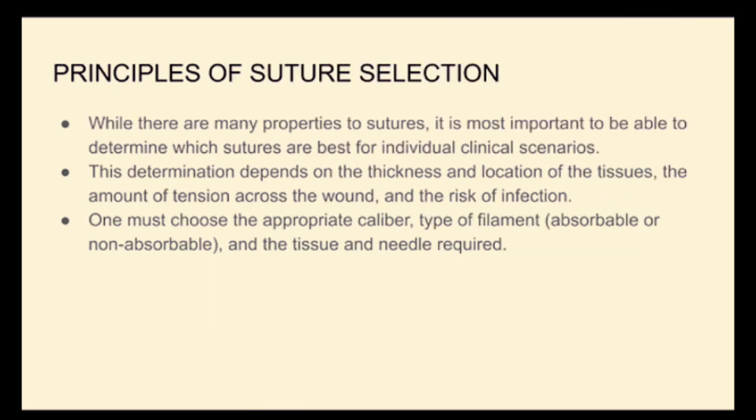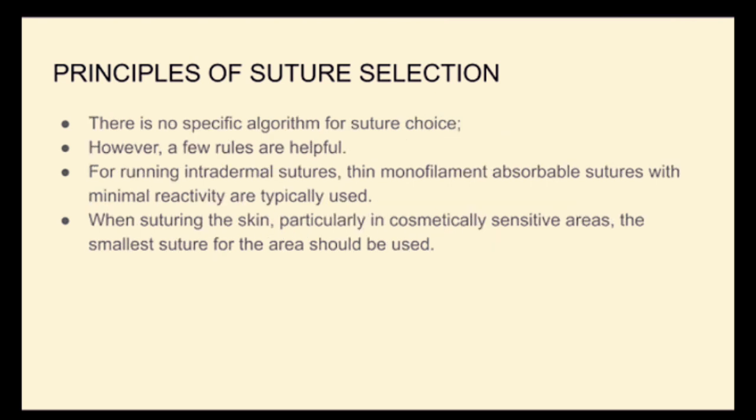So let's talk about the principles of suture selection. While there are many properties to sutures, it's important to be able to determine which sutures are best for individual clinical scenarios. And this determination depends on the thickness and location of the tissues, the amount of tension across the wound, and the risk of infection. It's important to choose the appropriate caliber, the type of filament, and the tissue and needle required.